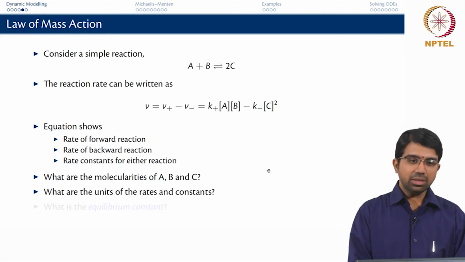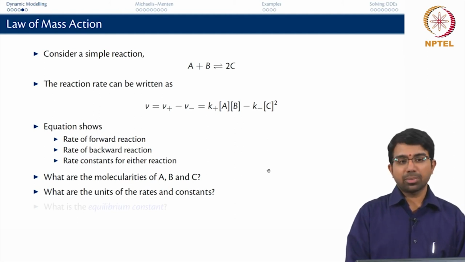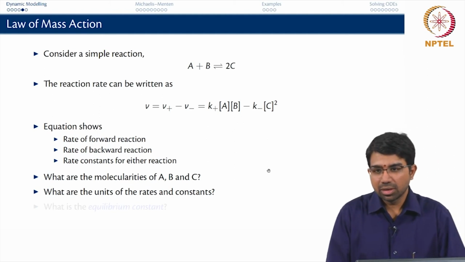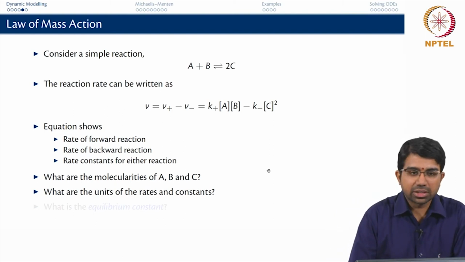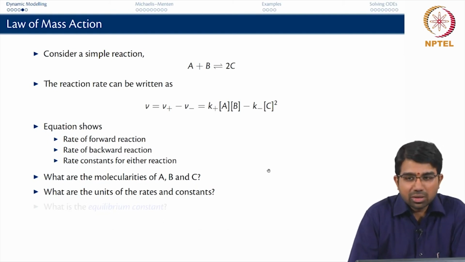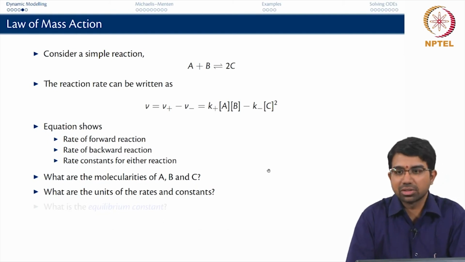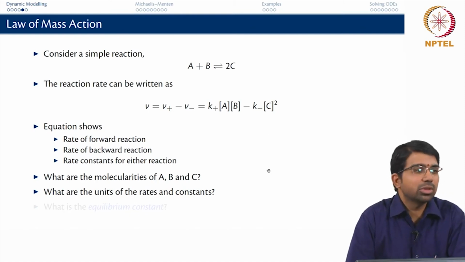What about the rate constant? It depends upon the order of the reaction, right. If it is a first order rate constant, it will be per second. If it is a second order rate constant, it will be inverse of concentration, inverse of time, right. It is basically concentration to the 1 minus n per unit time.